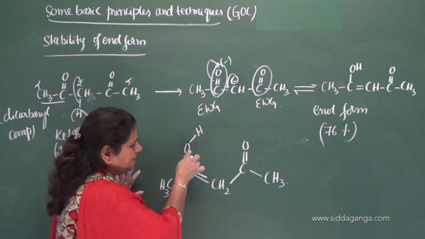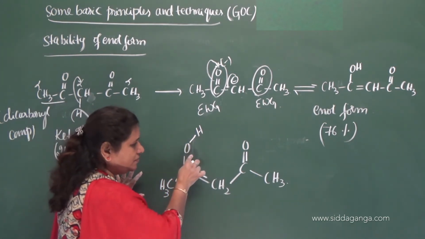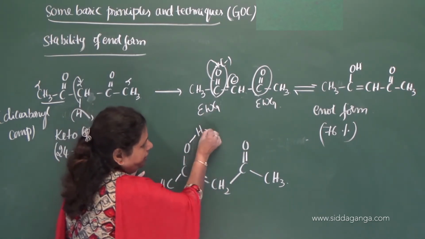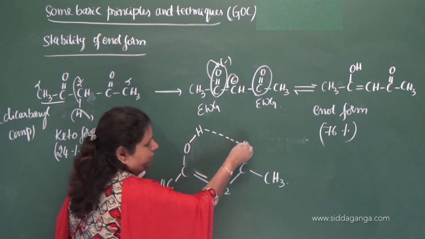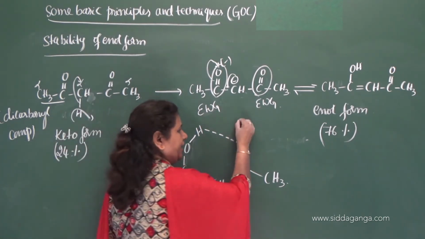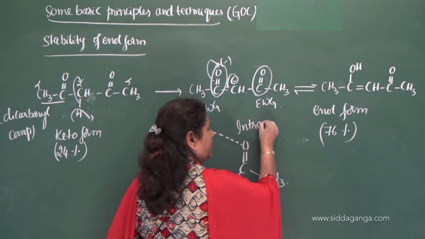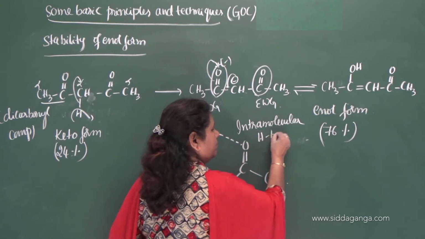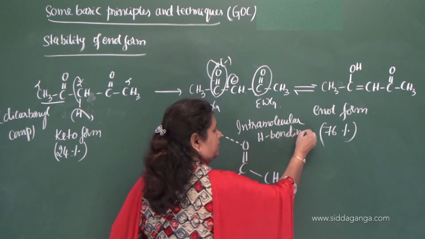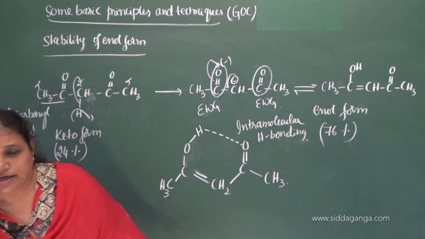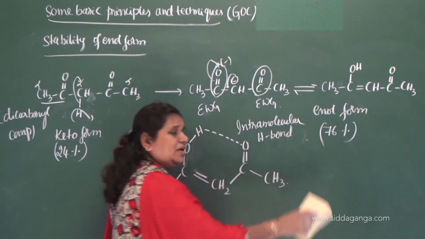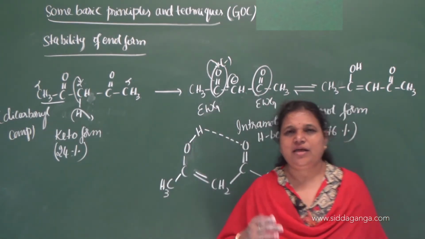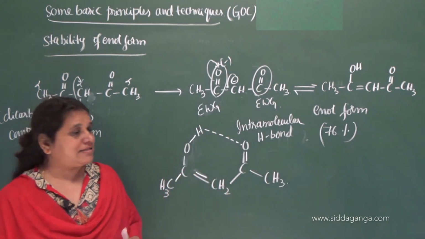Here the hydrogen atom is bonded to highly electronegative oxygen, and here we have more electronegative oxygen and it forms the bond. What type of bond here? Definitely it is intramolecular hydrogen bond. Correct? What is this called? Intramolecular hydrogen bond. Whenever there is a chance of intramolecular hydrogen bond in enol form, it stabilizes the molecule.